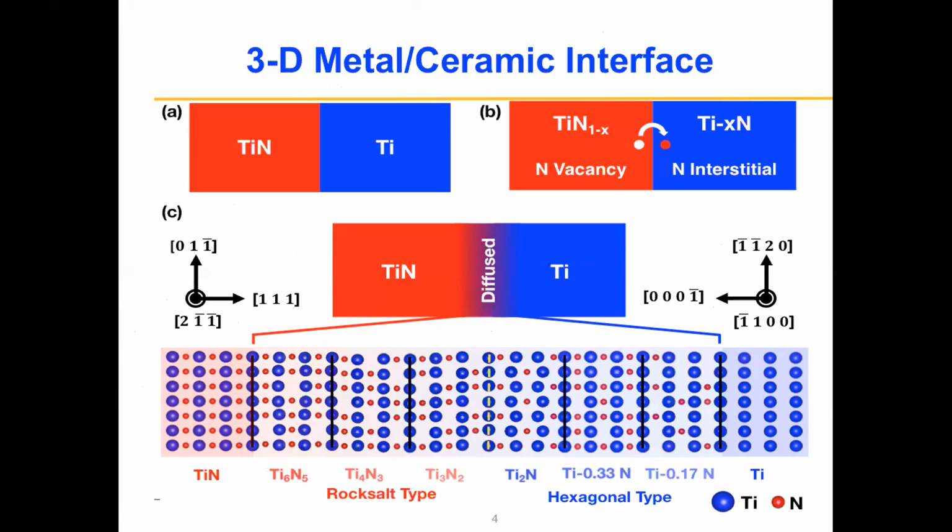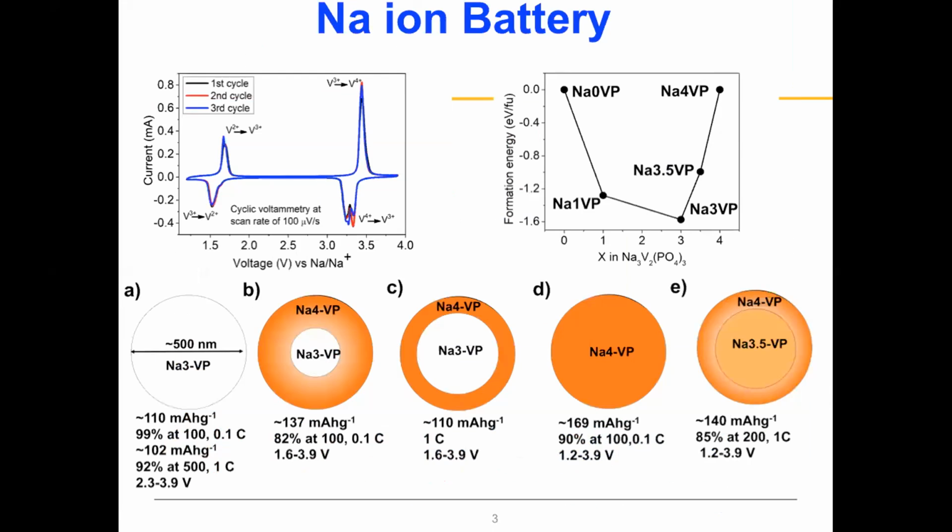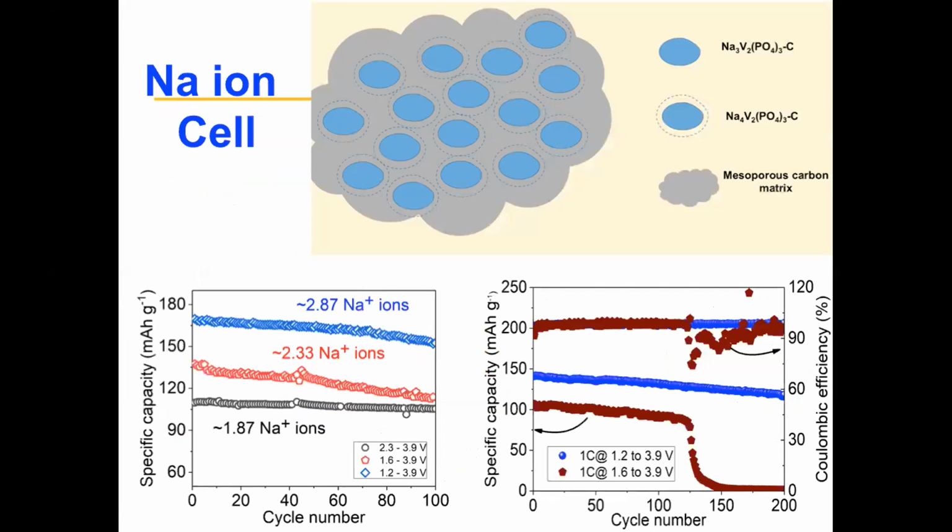In the context of the sodium vanadate system, you have carbon, and is it possible that at some point in time, from Na3 to Na3.5, you can actually intercalate the carbon on the surface, I mean near the particles of sodium vanadate?